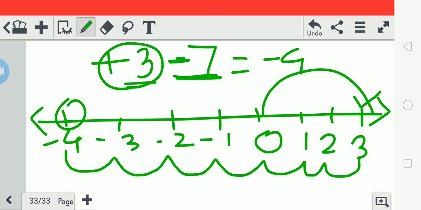This way you can solve the questions from Exercise 5.2. Hope you get today's topic.